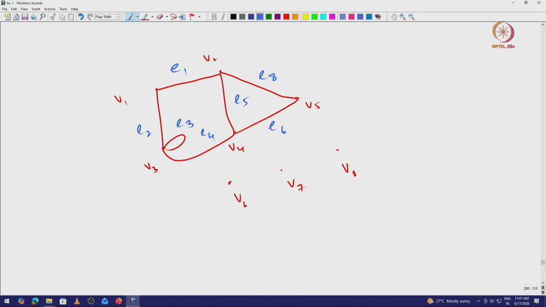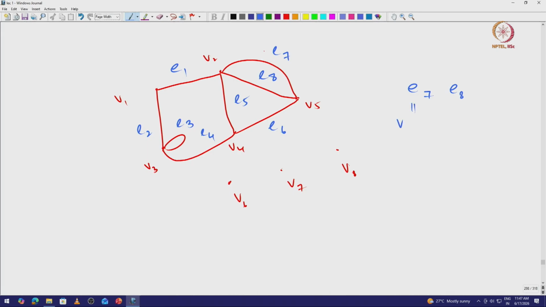E7 is V2, V5. So, that means I am allowing multiple edges. This is my E7. So, note that this is indeed a disconnected graph which has four different components, and it is clear that, for example, E7, E8 both are actually edges between V2 and V5.